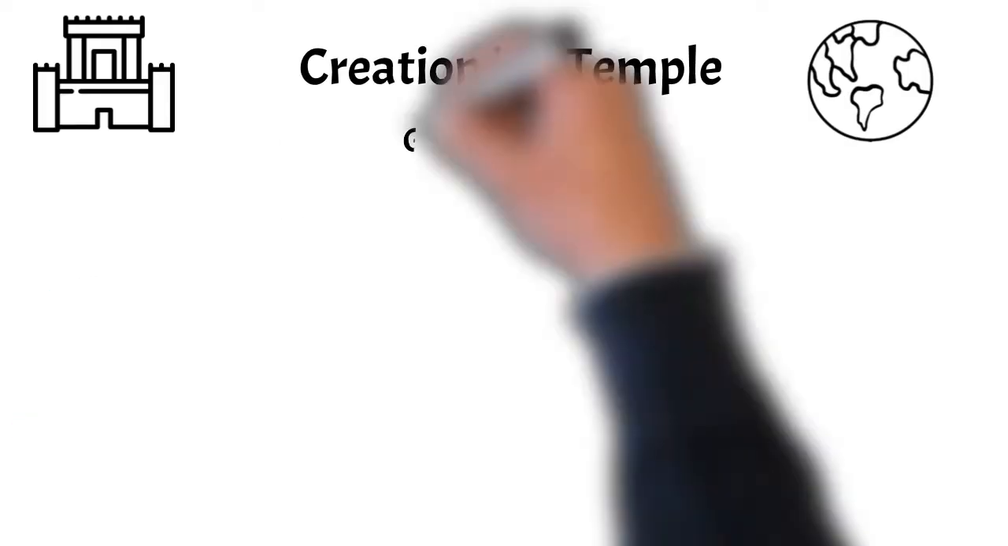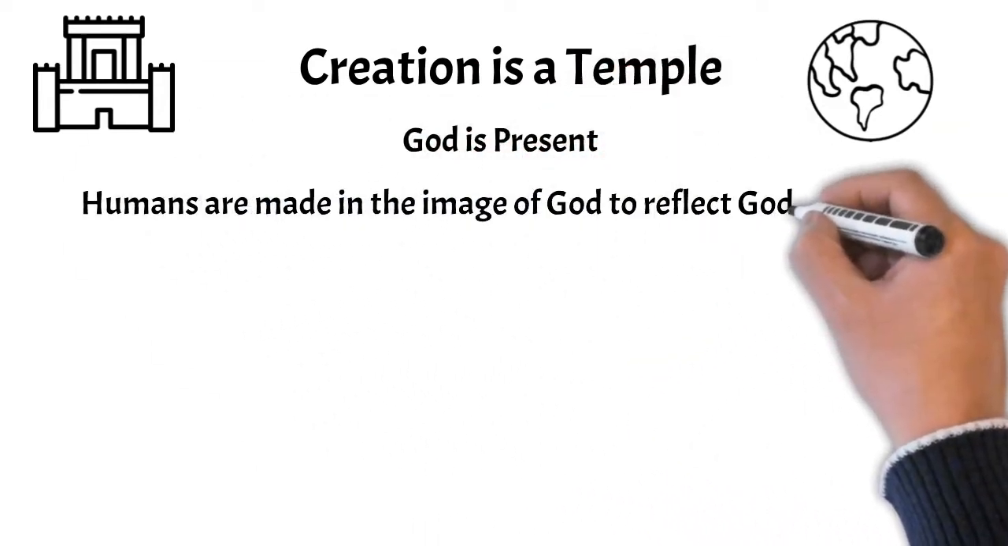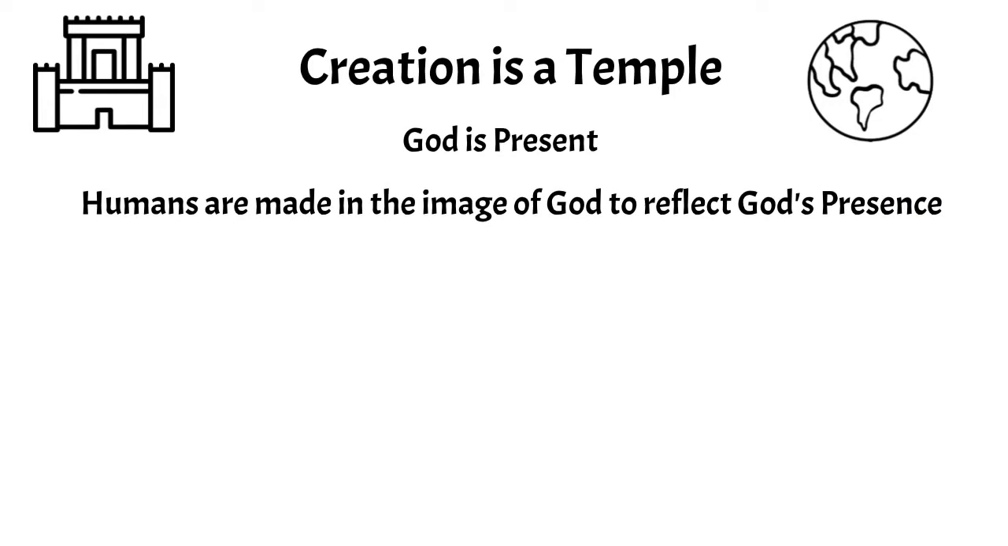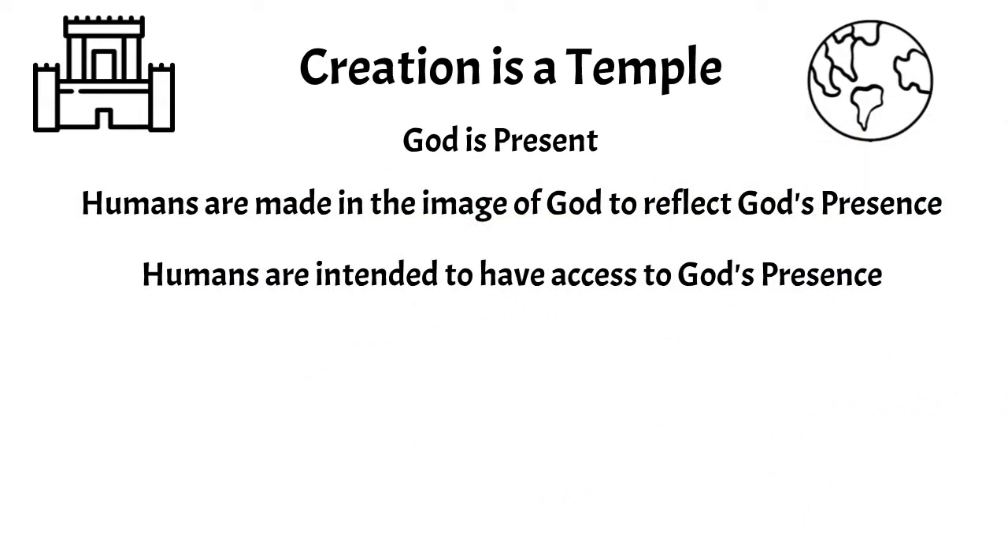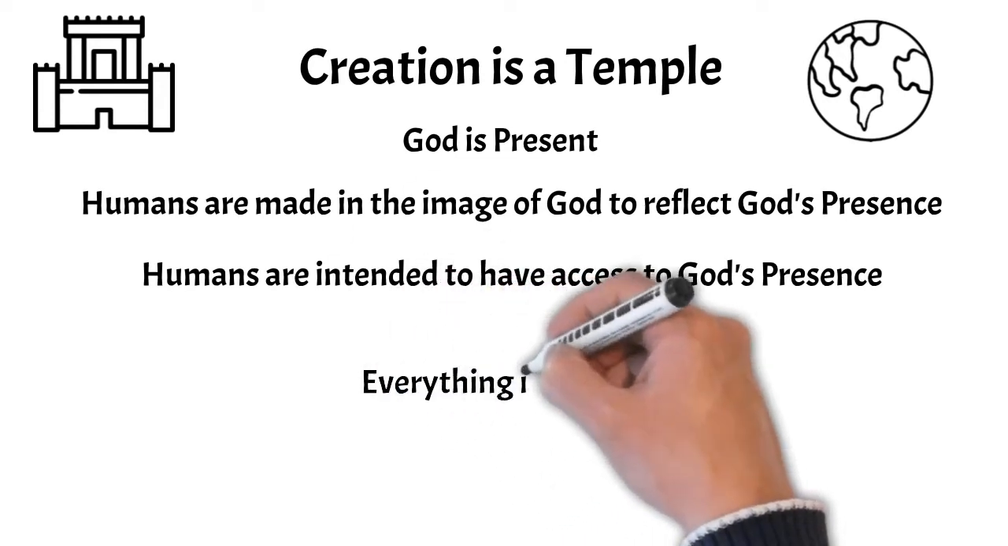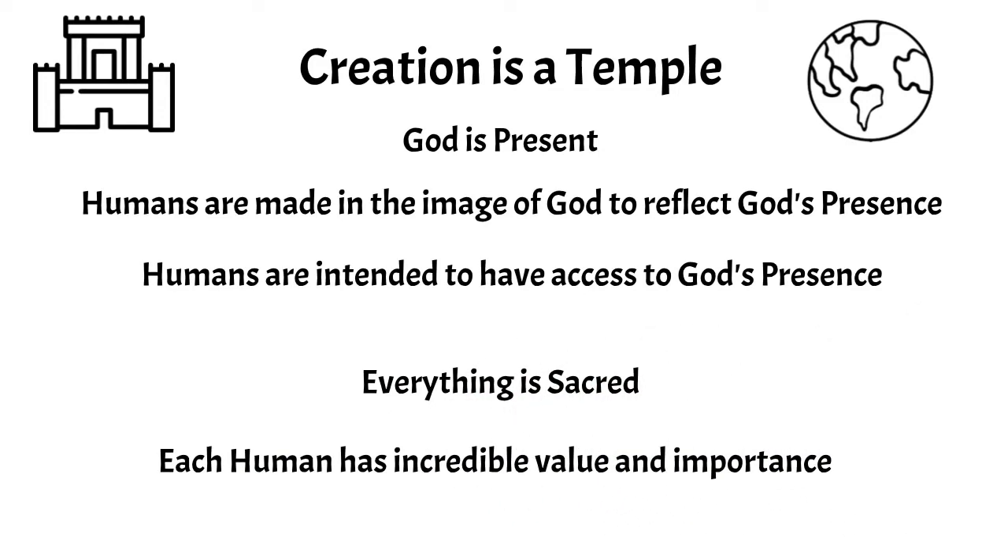Creation is a temple where God is present. Creation is a temple where humans are made in the image of God to reflect God's presence into the world. And the garden at the center of this creation temple is a sanctuary where humans are intended to have personal access to God and God's sustaining life. This means there is no sacred secular divide. Everything is sacred, and each human has incredible value and importance. Creation is more than just God's amazing handiwork. It is a temple, or in more contemporary terms, creation is a cathedral.